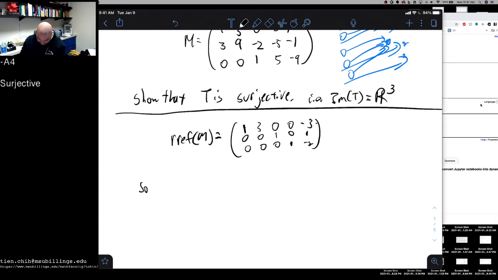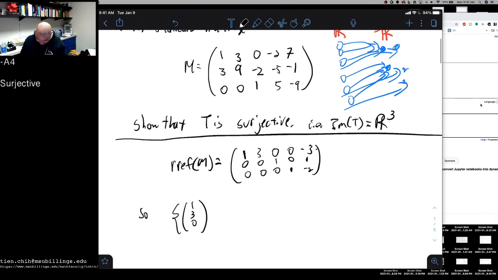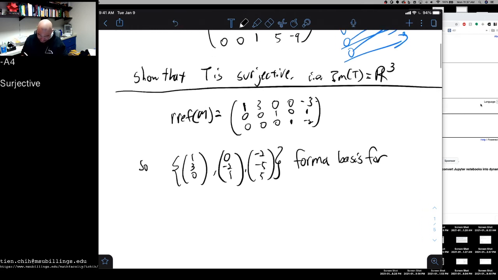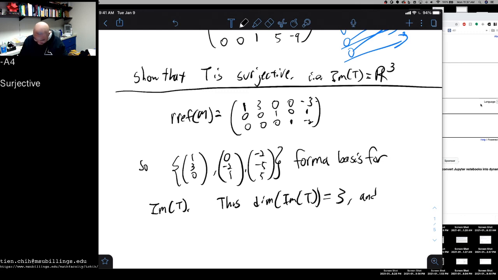So what this is telling me is, the first vector corresponding to the first pivot, the third vector, and the last vector, or the fourth vector, these form a basis for the image of T. Thus, the dimension of the image of T is 3, and the image of T has to be R3, right? It has to fill up the whole space.